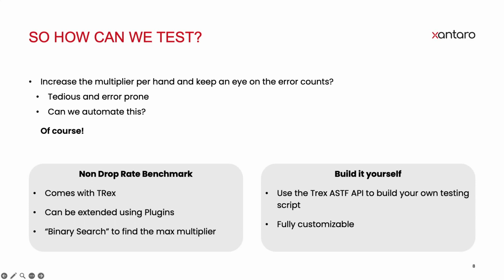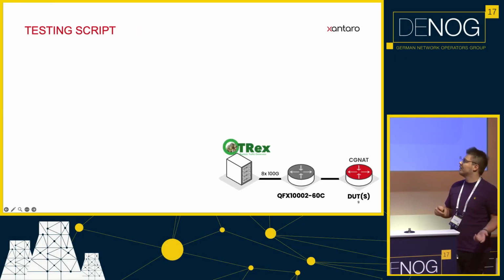Here, you can extend it via plugins if you want to modify the error handling, and your plugins can run before your iteration, during your iteration, and after your iteration. And it uses a binary search algorithm to find the max multiplier. So you start with the min and max, and it goes in the middle. It's binary search, but not really search, right? The second option is just build the script yourself. You can use the full API implementation, and this is the way that I did it here.